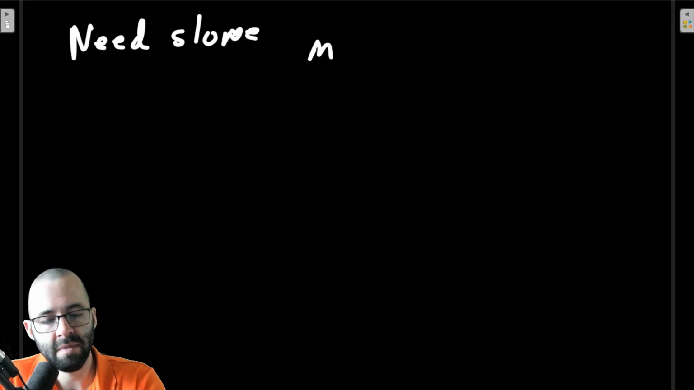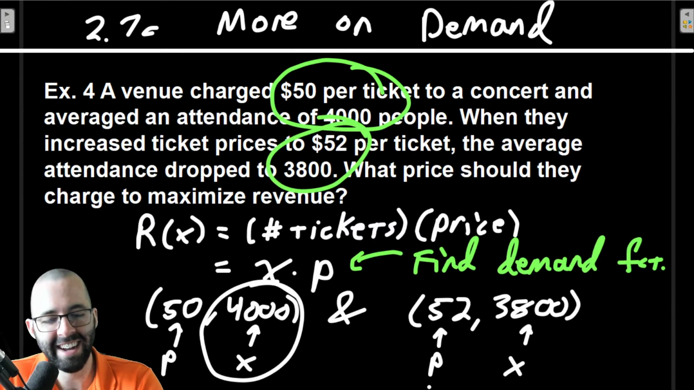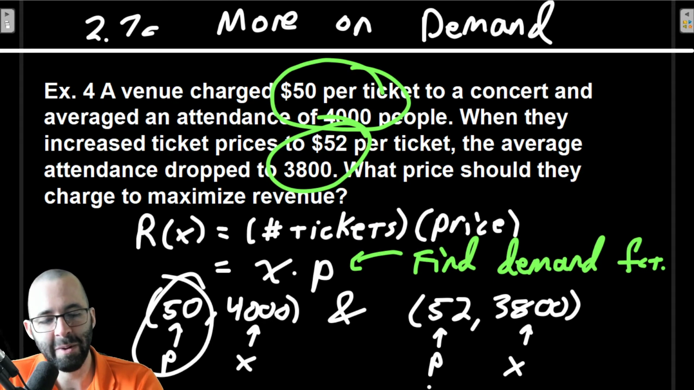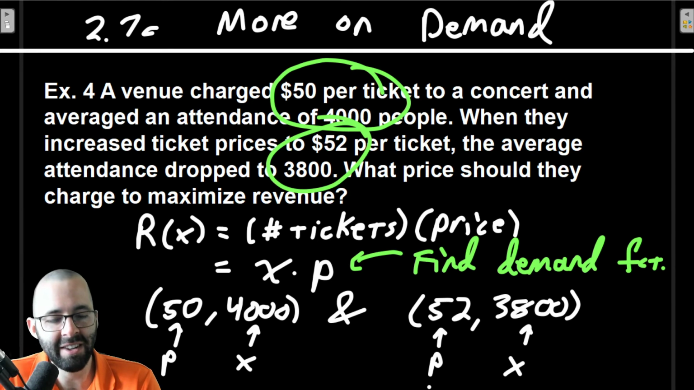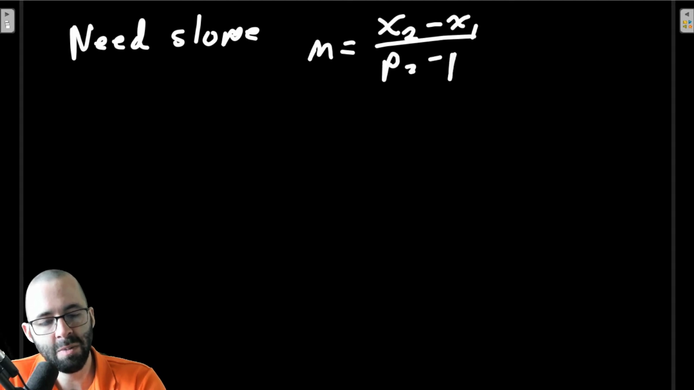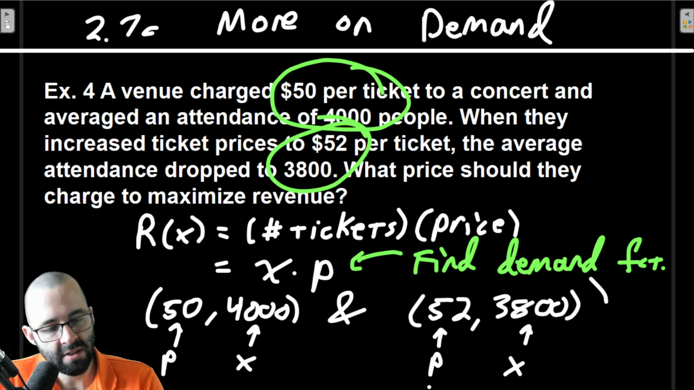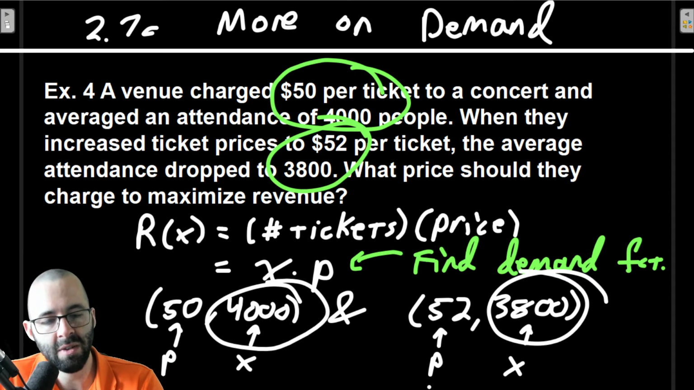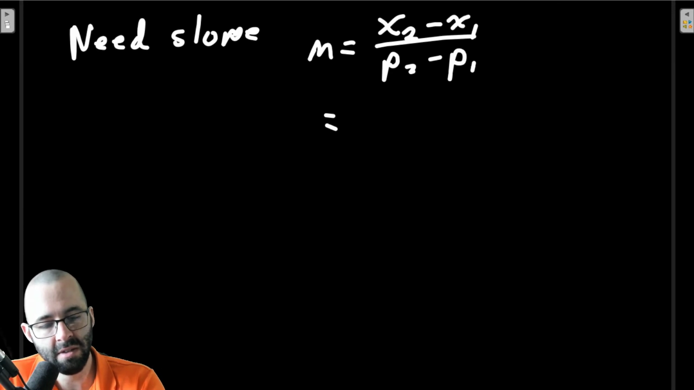Remember that slope is y2 minus y1 over x2 minus x1. Or in this case, our y is our x and our x is our p. So it's the difference in the second coordinate over the difference in the first coordinate, in this case x's and p's. The second coordinate is x's, so we need to find the difference in the x's. The first coordinate is p's, so we need to find the difference in the p's. So the second x value minus the first x value: 3,800 minus 4,000.